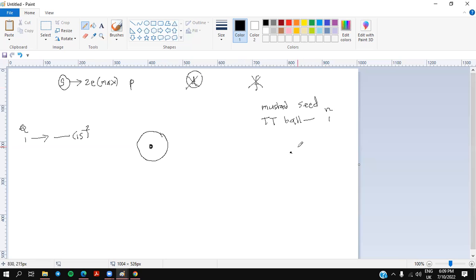I can insert the mustard seed in the TT ball. Get the picture? Now, where's the TT ball? Okay, this is the TT ball. Where's the mustard seed? It is kept right in the middle. Now, if this TT ball is the quantum number 1, there we have the 1s orbital. This TT ball is a 1s orbital. In this TT ball, we can have 2 electrons added.